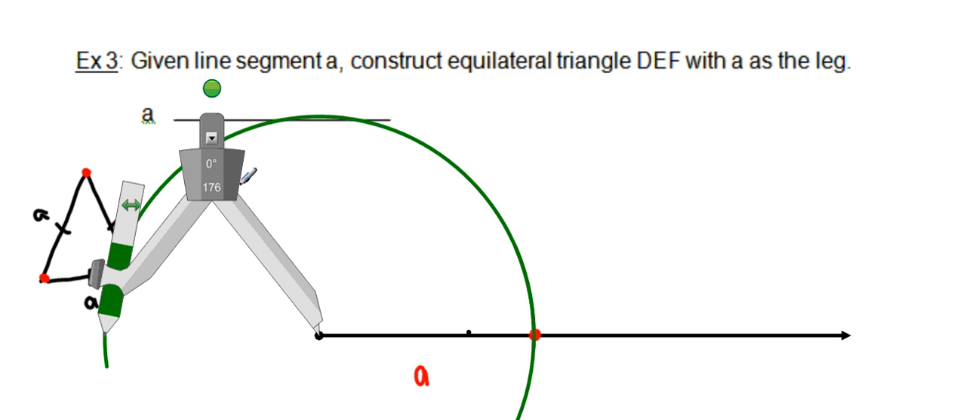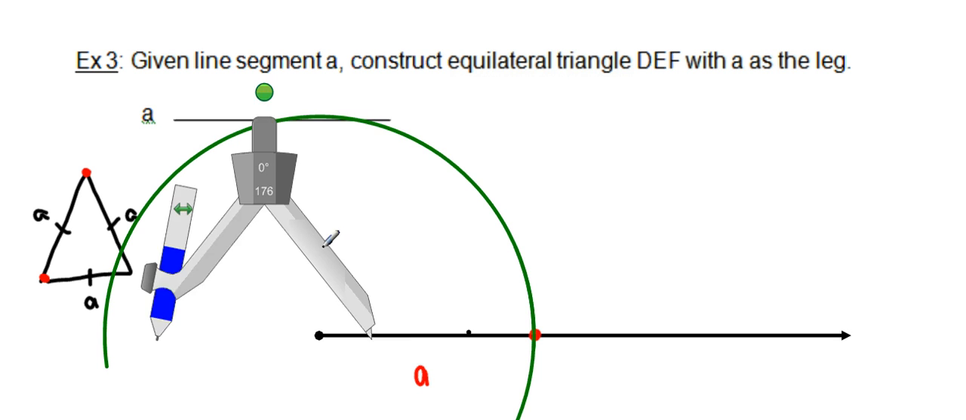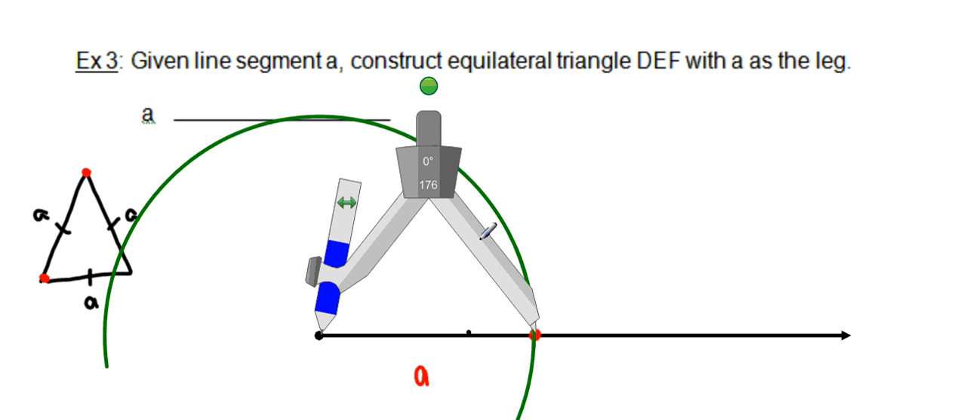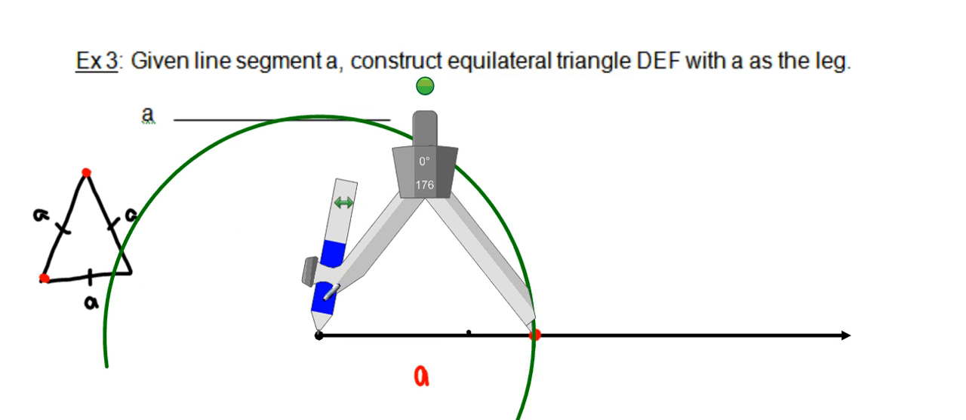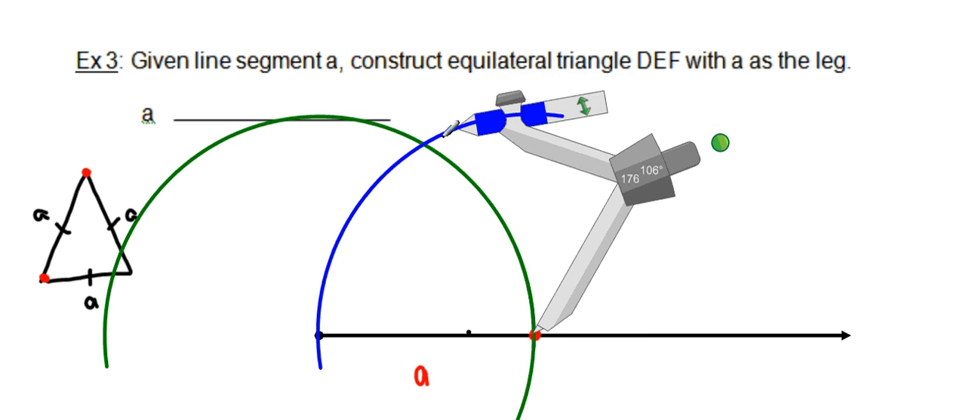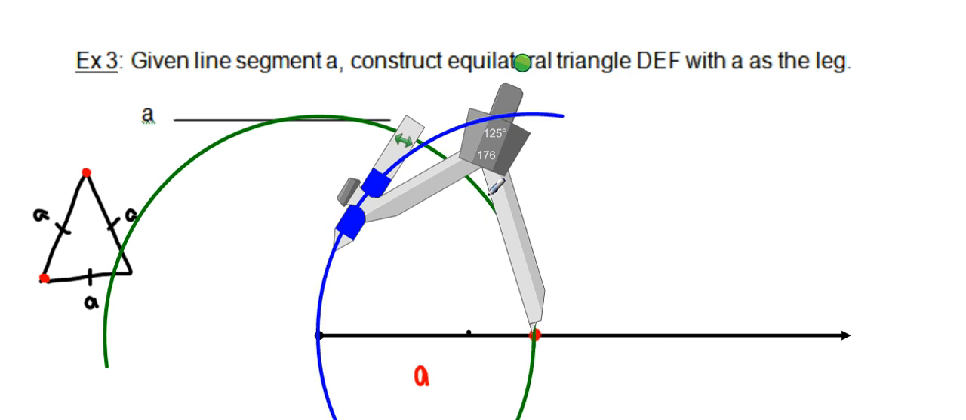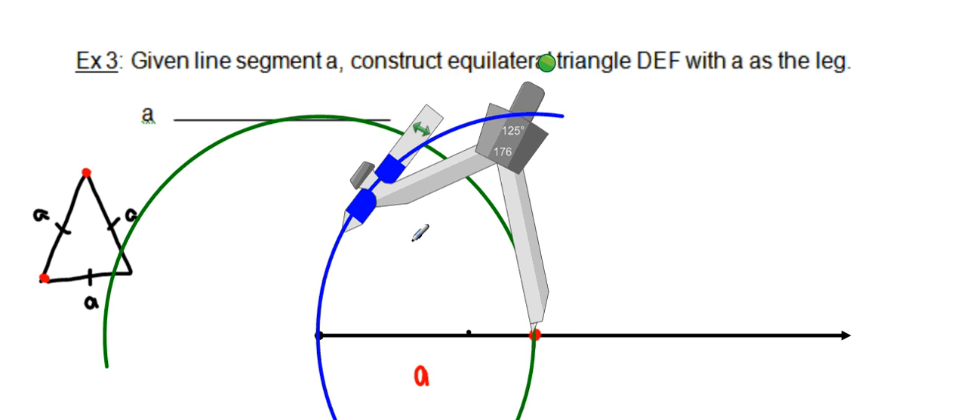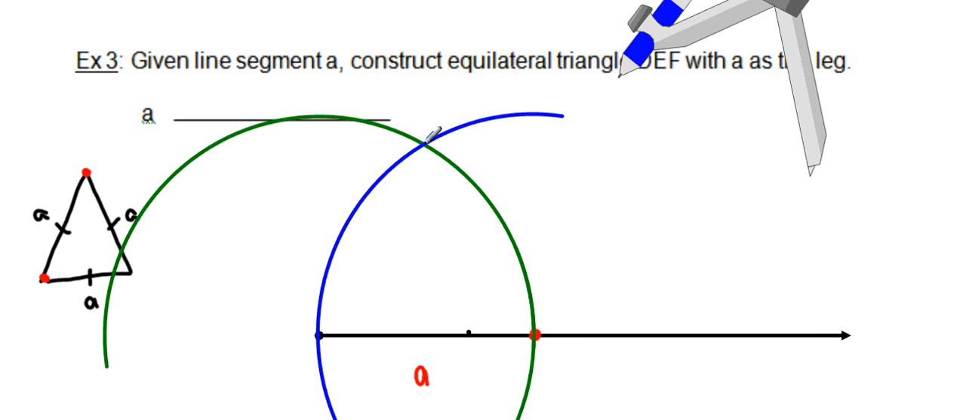Keeping my compass setting exactly the same, I'm going to spin my compass around and put the point of my compass at my red vertex, and draw a second arc. Anybody on that arc is exactly A units away from the vertex on the right. So the spot where they intersect is the one and only point that's exactly A units away from the vertex on the left, and A units away from that red vertex on the right. So now each of these line segments measures A units long, making that triangle equilateral.